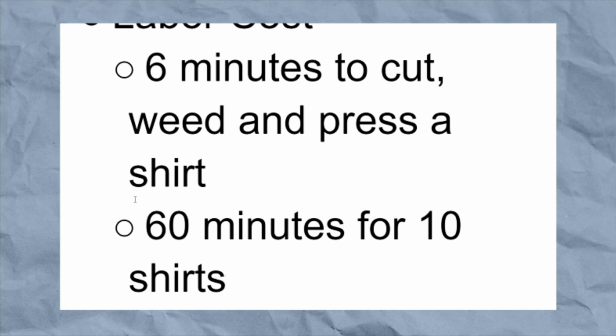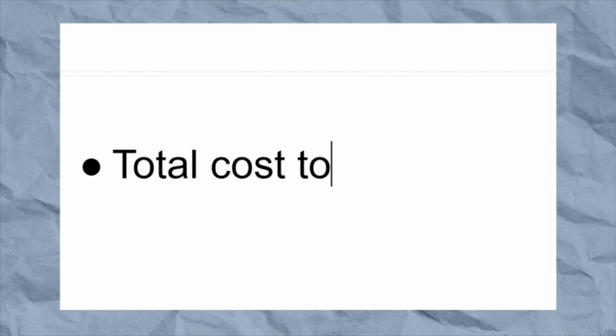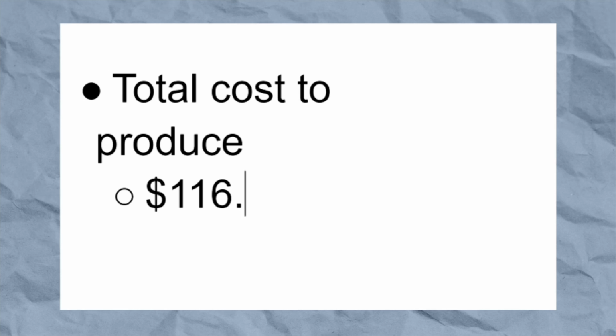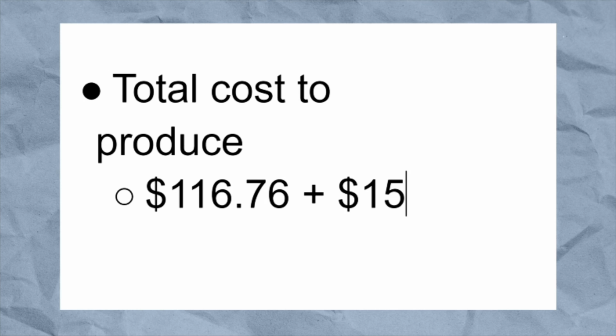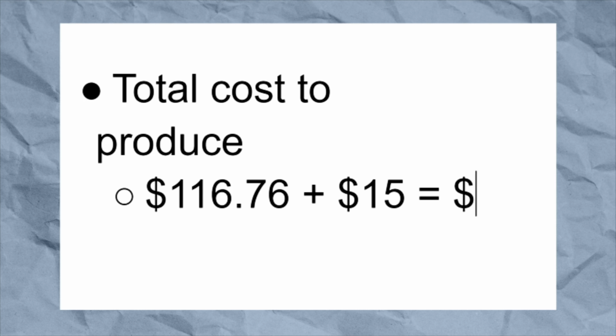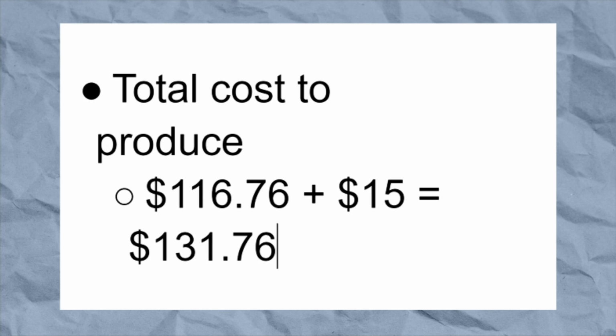So now I can take that and add that to my total cost of goods to get my total cost to produce. So my total cost to produce is $131.76.